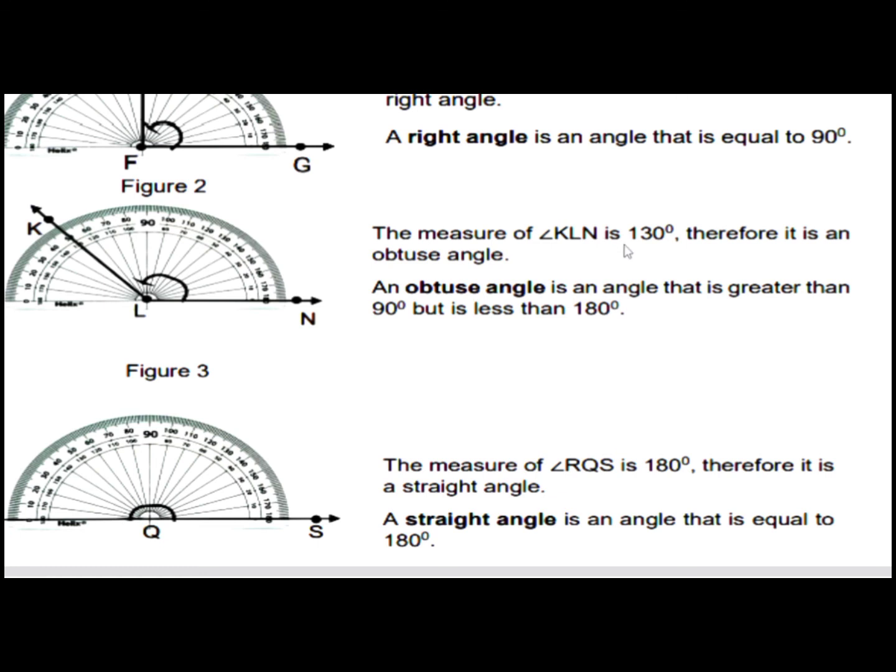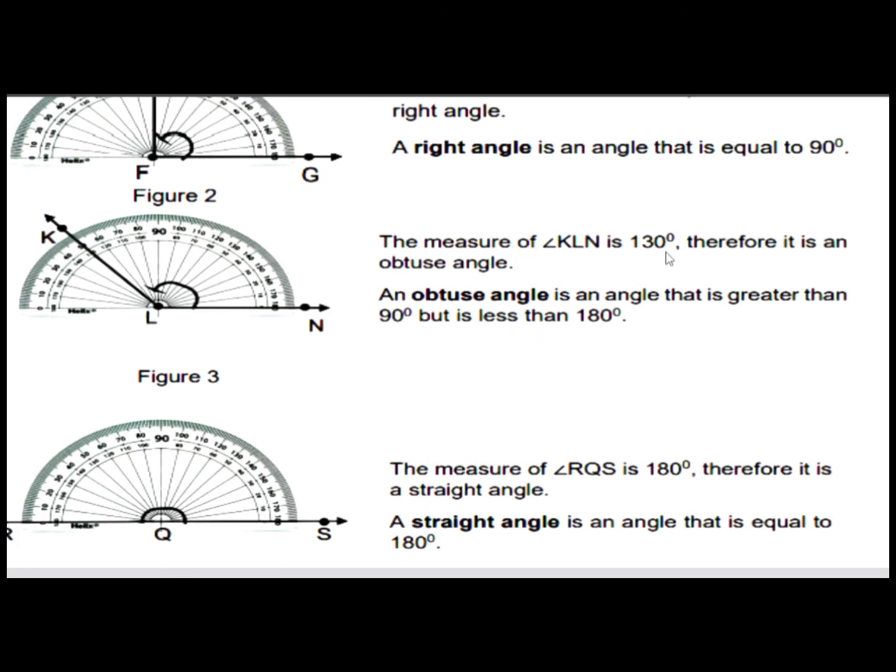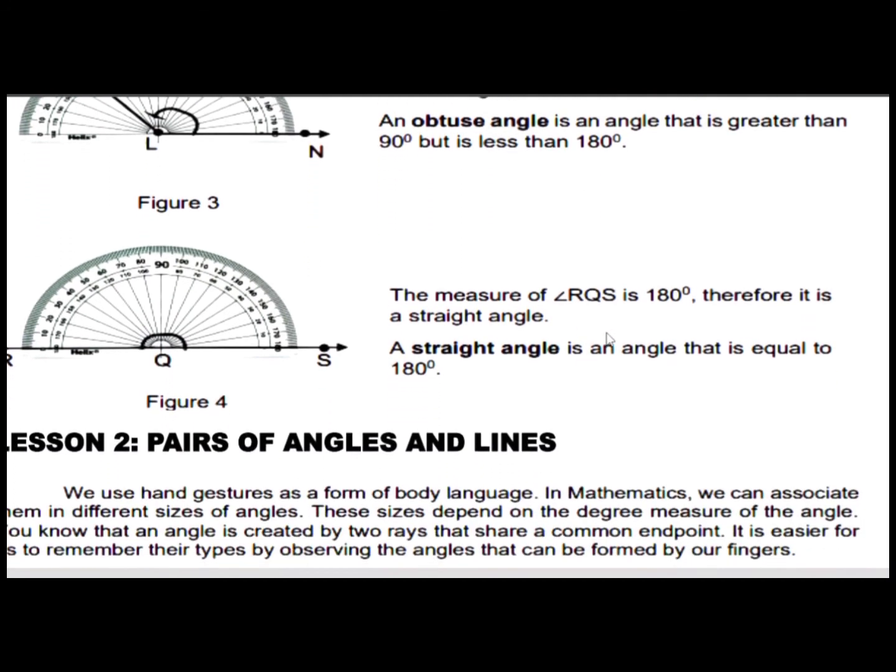Next figure, we have angle KLN. The measure of angle KLN is 130 degrees. Therefore, it is an obtuse angle. So, an obtuse angle is an angle that is greater than 90 degrees but less than 180 degrees. So, 130 degrees is greater than 90 but less than 180.